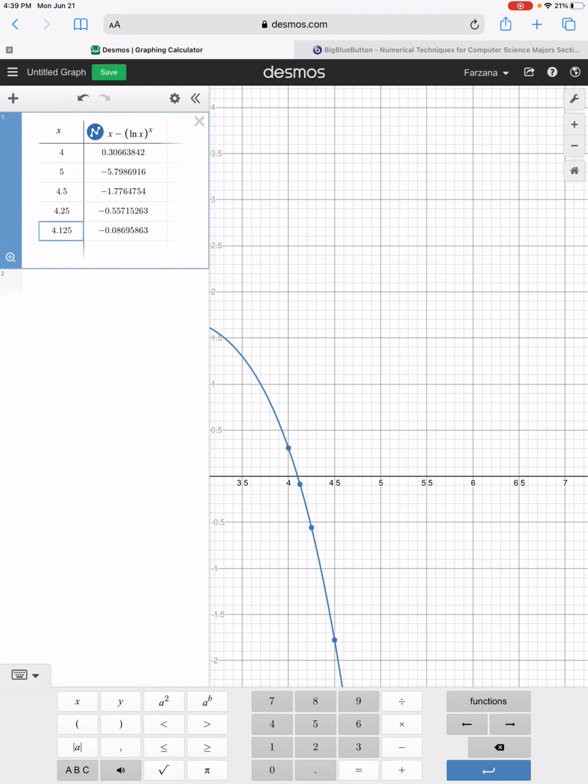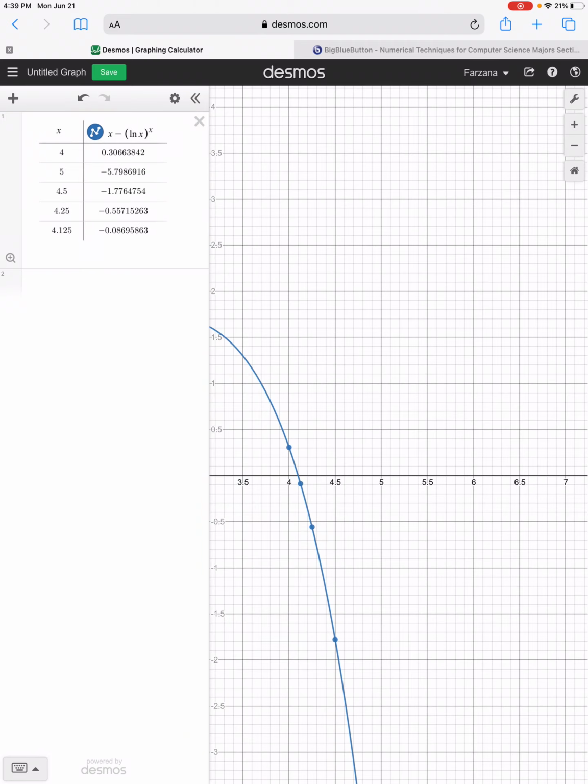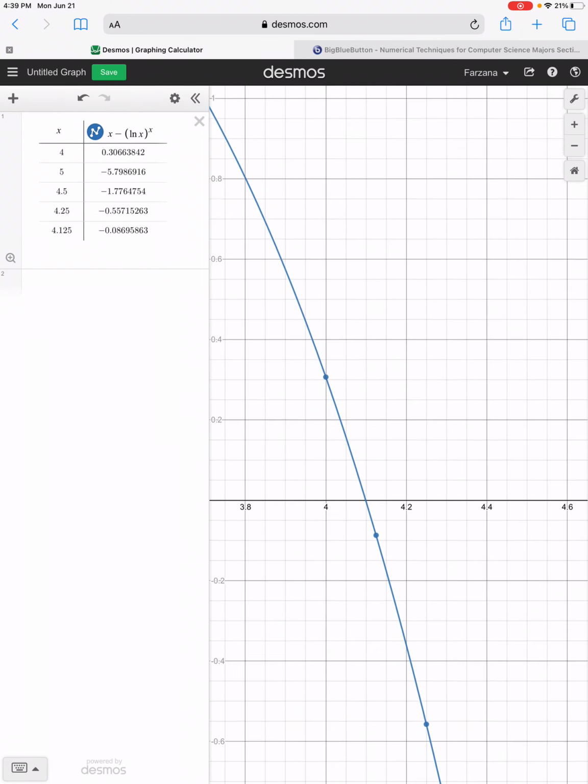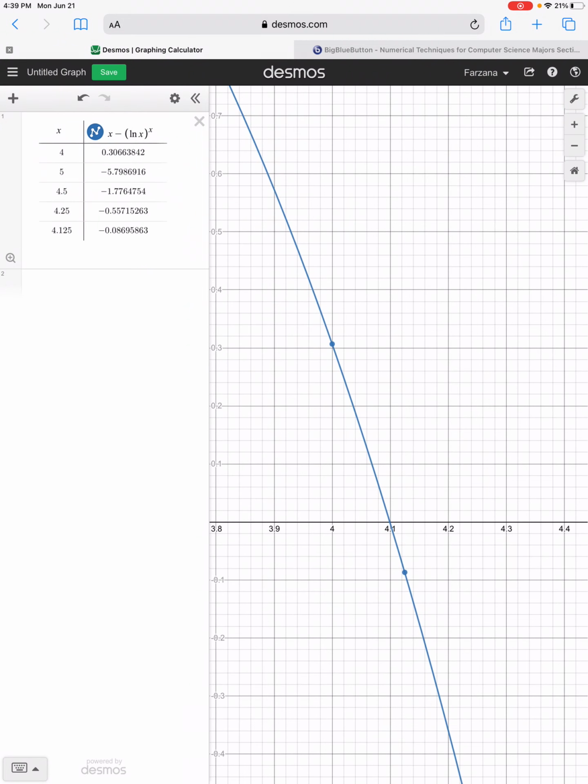4.125. So you can see we are very close. This is 4 and here is 4.125. And then let's make this one bigger. So at 4 we have function is positive. At 4.125 we have function is negative.